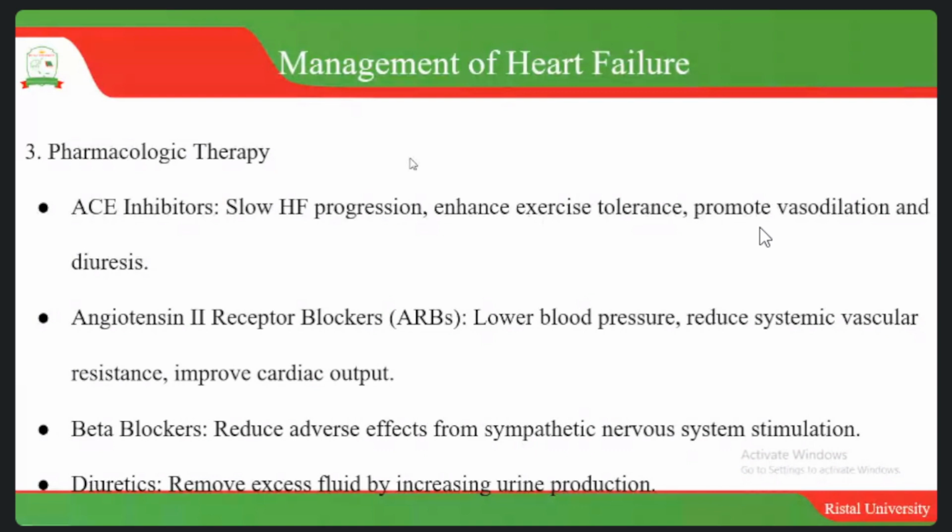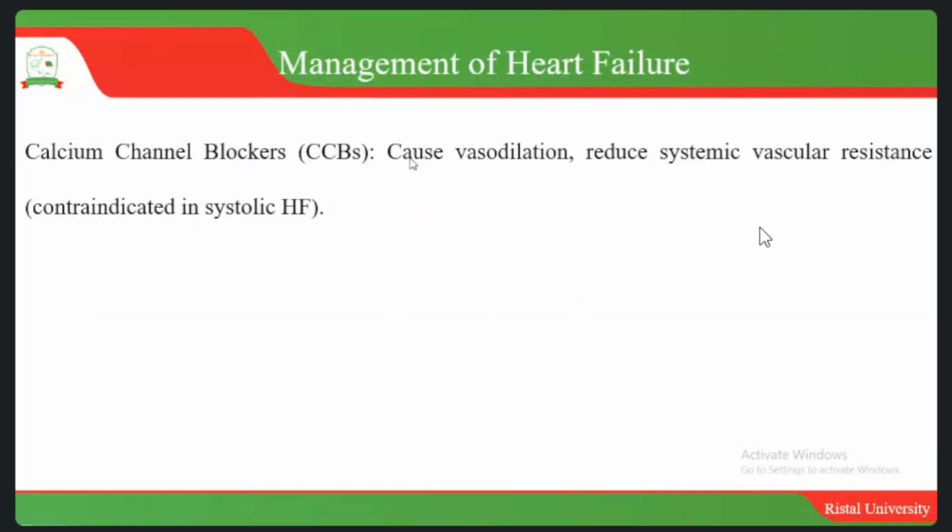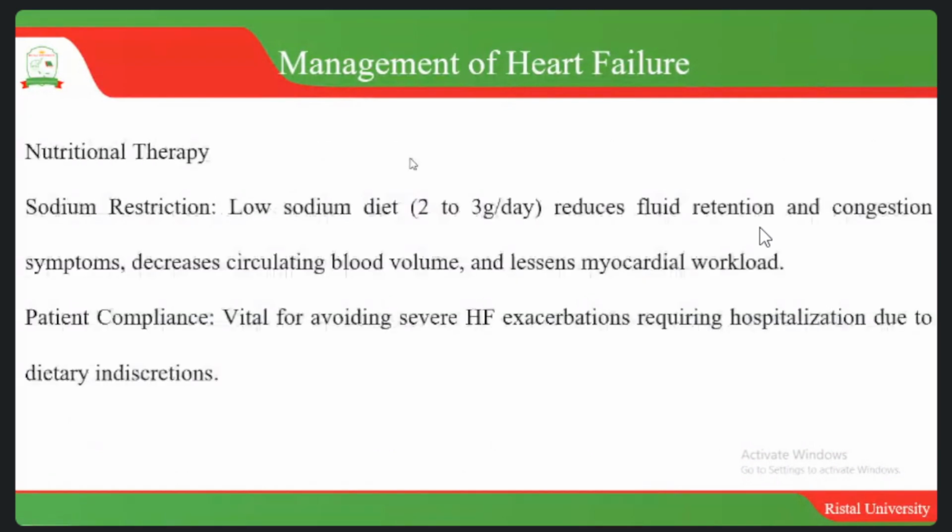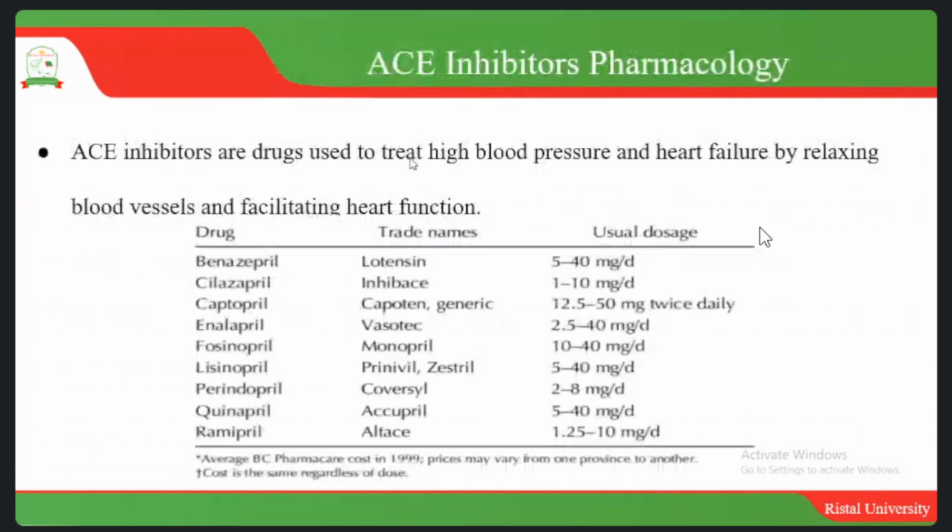So when we talk about this, we are going to see what those drugs are, the ACE inhibitors. These are drugs that are used to treat high blood pressure and heart failure by relaxing the blood vessels and facilitating the heart function. When you use these drugs, they help us to prevent the production of these enzymes, which will cause vasoconstriction, leading to increased blood pressure.